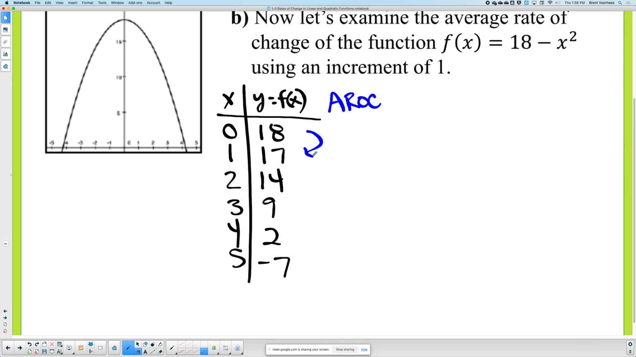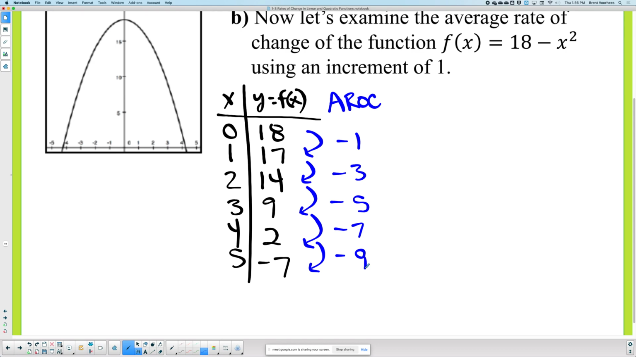All right. Changing from 18 to 17, what happened there? -1. From 17 to 14. From 14 to 9. From 9 to 2. From 2 to -7. Okay, it's not constant, which means it's not linear. The AROC is always decreasing, which means, we've learned, what does it mean if it's always decreasing? It's going to be concave down.